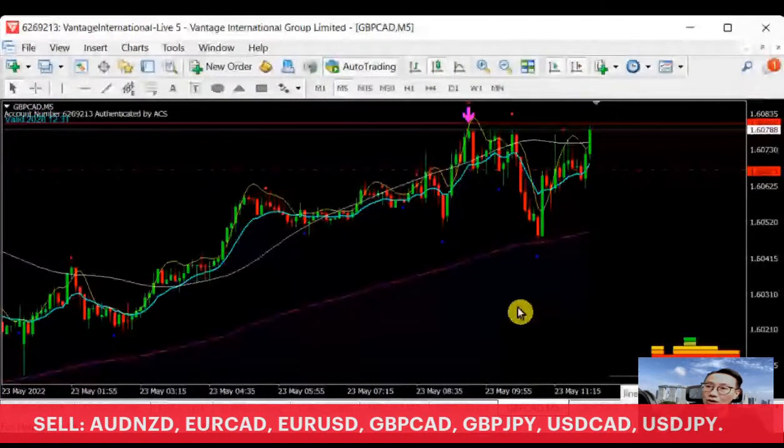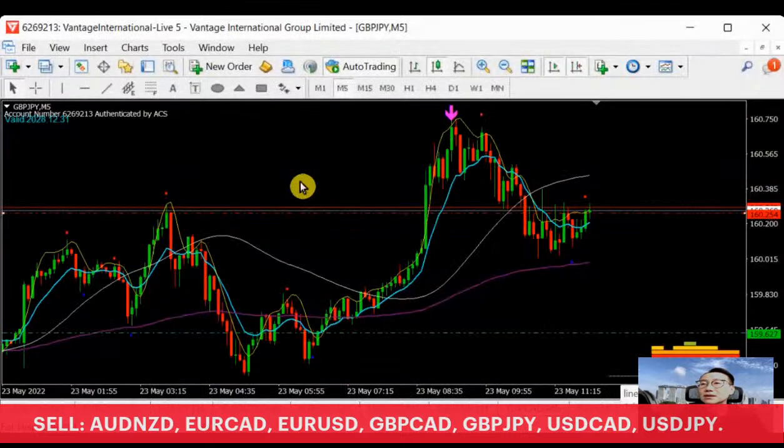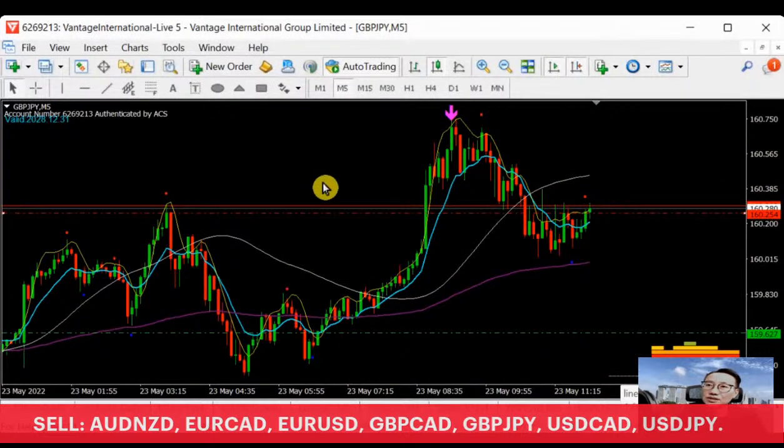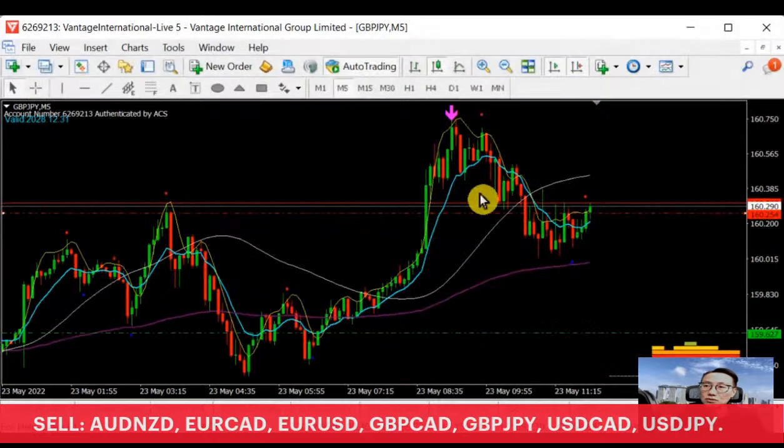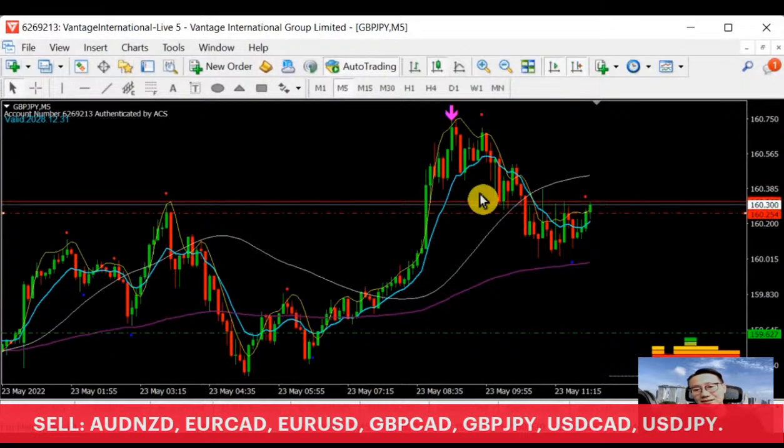So again, pound yen. Once again, it's testing the resistance around this area, the resistance area here. So that means this doesn't seem very promising, correct? No longer so promising anymore.